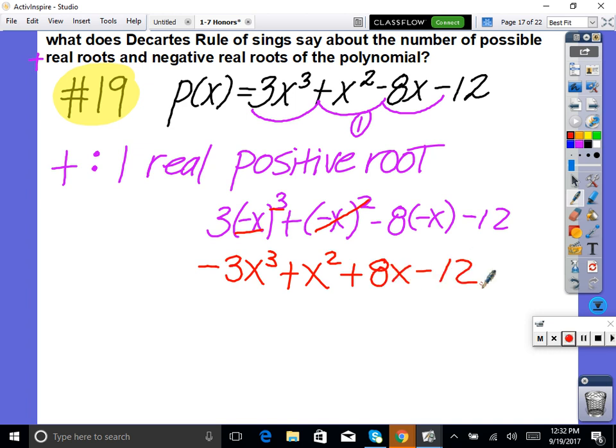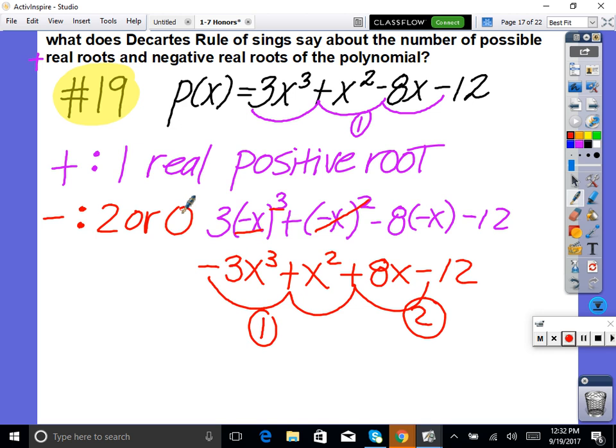Let's count how many sign changes now. Negative to positive, 1. Positive to positive doesn't count. Positive to negative, 2. So this has 2 or none negative real roots. It's going to cross either twice or none on the negative x-axis, and it's definitely crossing once on the positive x-axis. So if it was me trying to find possible rational roots, I would test all my positive ones first. You see why?